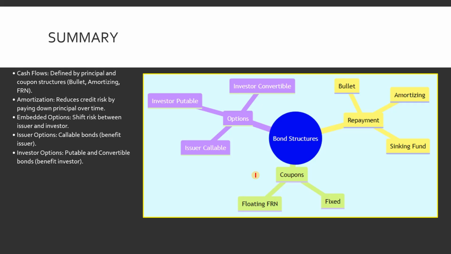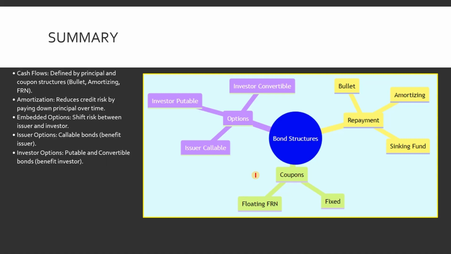Now let's summarize it. The structure of a bond's cash flow is crucial to understanding its risk and returns. We have seen that while bullet bonds pay principal at the end, amortizing and sinking fund bonds pay it down over the period, or over time. Floating rate notes adjust their coupon to match the market. Finally, embedded options like call options favor the issuer, while put and conversion provisions favor the investor, directly impacting the bond's price and yield. So understanding these structures allows you to better assess the true value of the fixed income security.